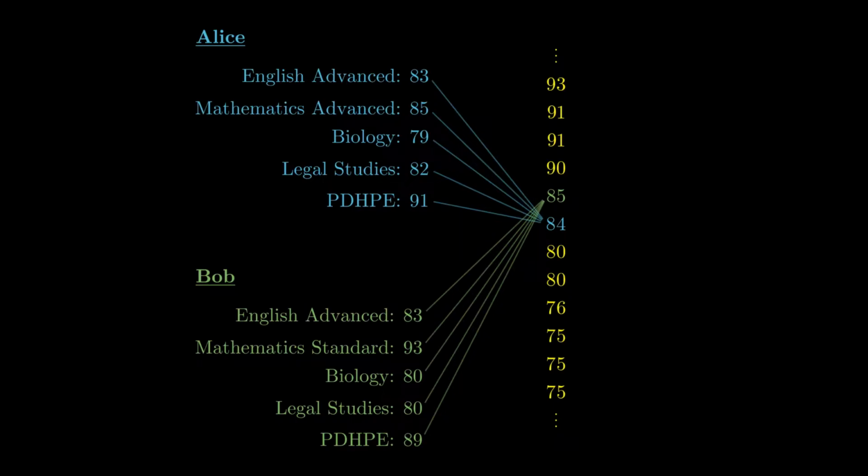But if you look closely, there's a bit of an issue with this approach. See, if we look at the maths results, or more specifically the maths courses, we find that Alice actually took advanced maths and Bob took standard. And so while Bob achieved a higher raw mark, it's actually quite possible that Alice's score of 85 is relatively a bigger achievement than Bob's.